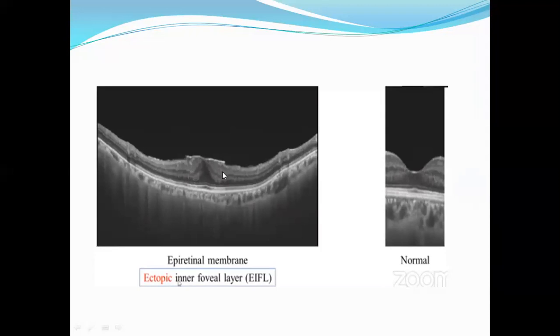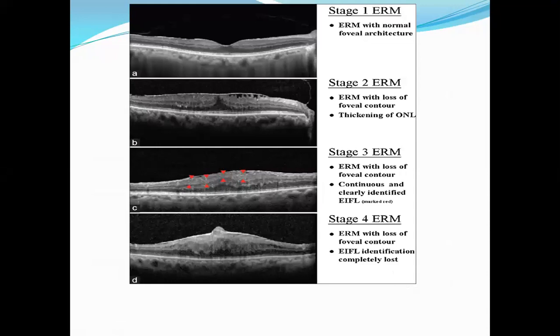So normally the inner plexiform and inner nuclear layers are not present in the fovea. So they got pulled in because of reorganization. So this is ectopic because it is not normally in this area, and this is the ectopic inner foveal layer. So obviously, ectopic inner foveal layer is a bad prognostic sign.